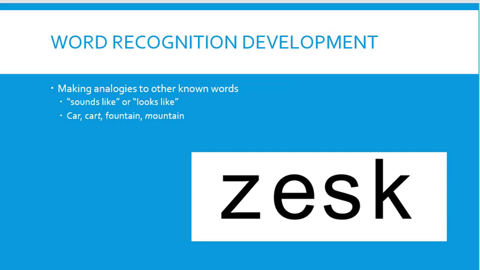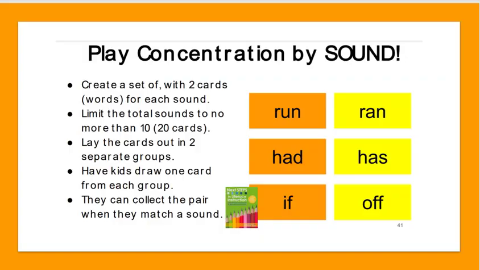A fourth method for building word recognition is by making analogies to other words that are already known. One example is an activity called concentration. You can play this by using patterns that are known and patterns that are new. You can play this by introducing sounds that are known and sounds that are new. This activity comes from the Next Steps for Literacy Instruction book.